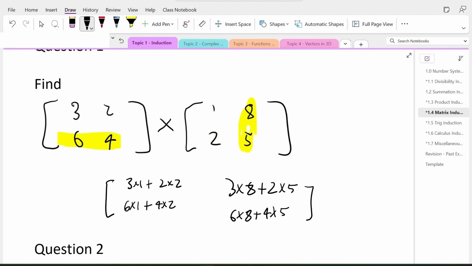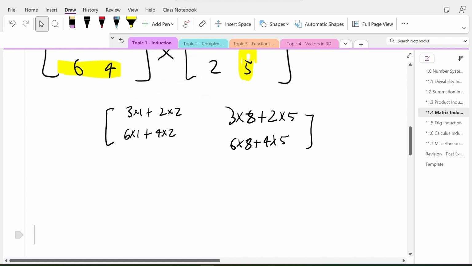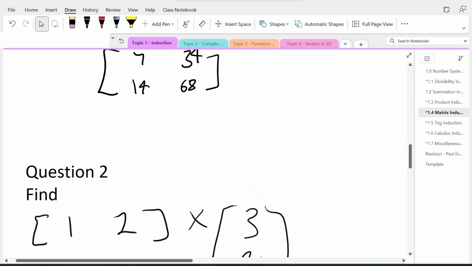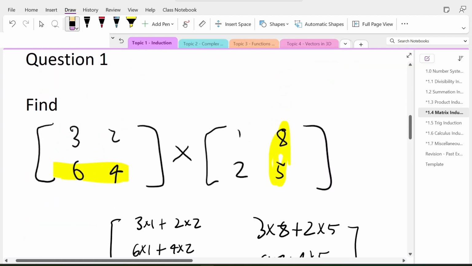Once you get all that in, you can just work out what these numbers are. So this first one, for example, will just be 3 plus 4, so that's 7. Next one's going to be 34. Next one here would be 6 plus 8, so that's 14. And then next one here would be 6 times 8, so that's 48 plus 20, so 68. Just like that.